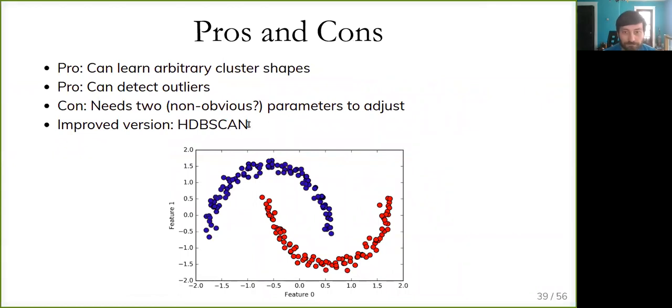All right, so pros and cons of DBSCAN. One of the pros is that it can learn arbitrary cluster shapes. That's, as we know, not true for k-means. It's also not true for agglomerative clustering unless you specify a particular topology. Another pro is that maybe it can detect outliers. A con is that it needs two non-obvious parameters to adjust. And so, yeah, it's a little bit tricky.